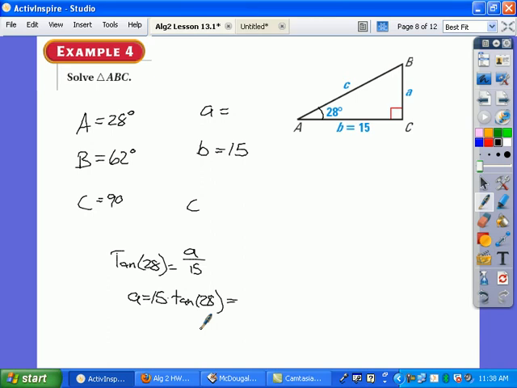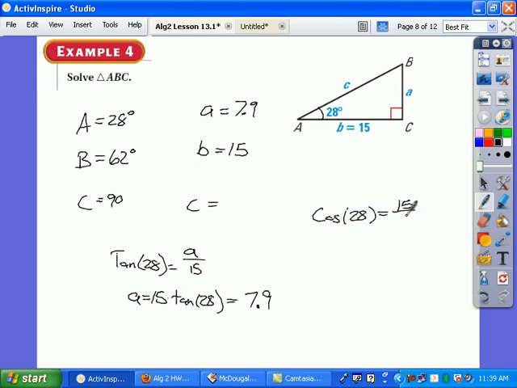Okay. So up here, I can write 7.9. And to find side C, again, I'm using my reference angle of 28. And I know B is 15, and I want to find C, so I'm going to use cosine. All right, so cosine of 28 equals 15 over C. This is actually a rational equation because the variable's in the bottom, but it's still not too hard to solve.